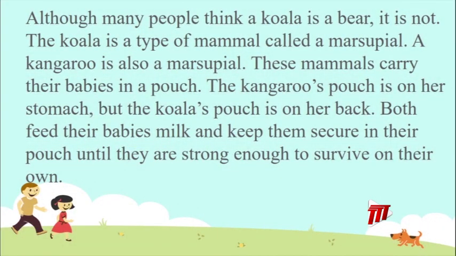So we have our third paragraph. I'll read, and I'm not hearing you, so you can read aloud with me also this time. Let us read. Although many people think a koala is a bear, it is not. The koala is a type of mammal called a marsupial. The kangaroo is also a marsupial. These mammals carry their babies in a pouch. The kangaroo's pouch is on her stomach, but the koala's pouch is on her back. Both feed their babies milk and keep them secure in their pouch until they are strong enough to survive on their own.